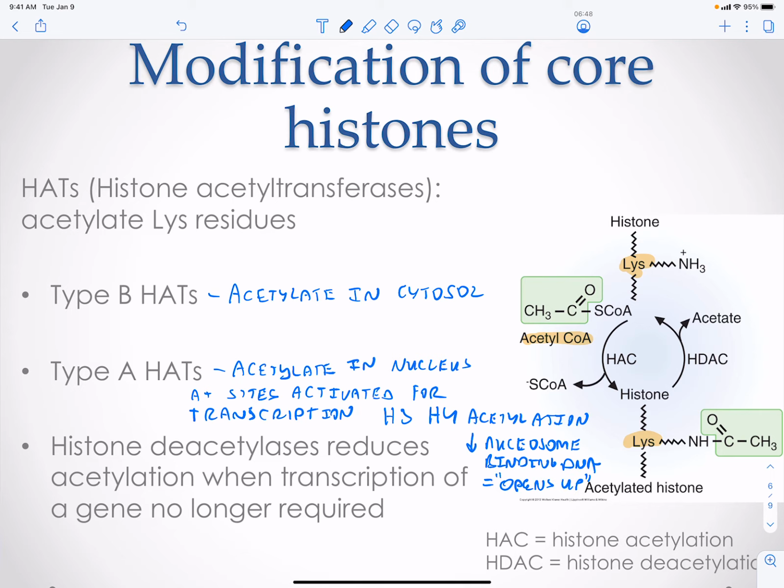So remember, our nucleosome is going to be our histones wrapped around our DNA. And so the wrapping of this is to compact the DNA. In order to expose an area for transcription, you have to unwind those areas. You have to have your nucleosome dissociate from the DNA so that the region of the DNA becomes available for transcription. And this is done by those type A histone acetyltransferases in the nucleus that add acetyl groups to histone 3 and histone 4.